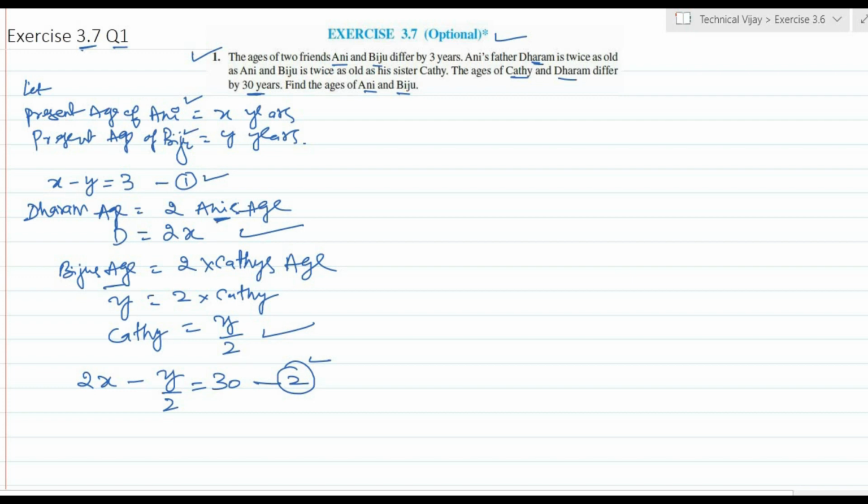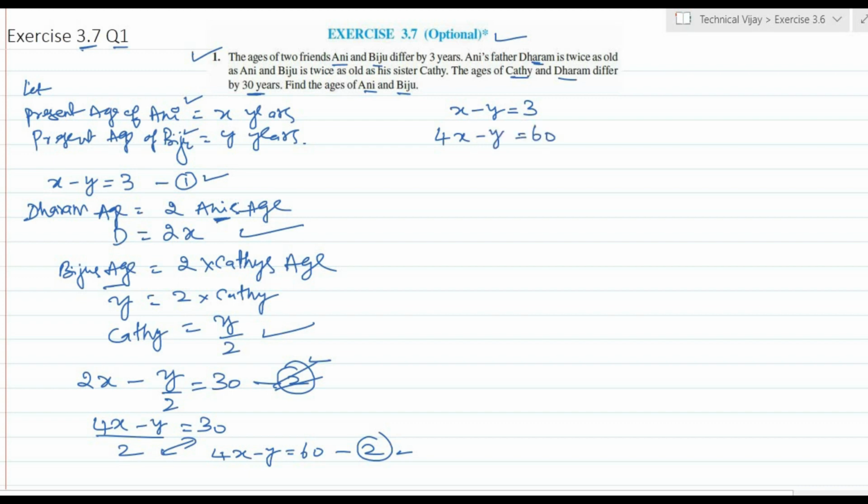So now we will write x minus y is equal to 3, one equation, and 2x minus y by 2, we will take the LCM here. So 2 into 2, 4x minus y is equal to 30, or otherwise 4x minus y is equal to 60. So this is cross multiplication. So this we will call equation 2 instead of this one. Okay, so here 4x minus y is equal to 60. So now we will solve these equations so that we can obtain the x and y values. So that only we want.